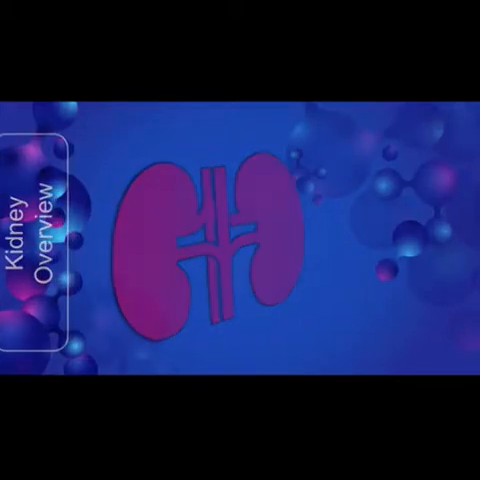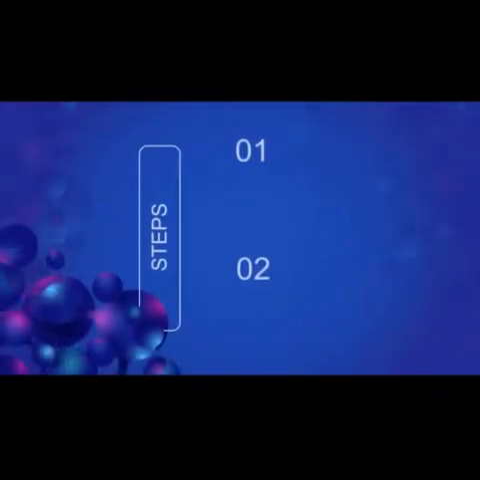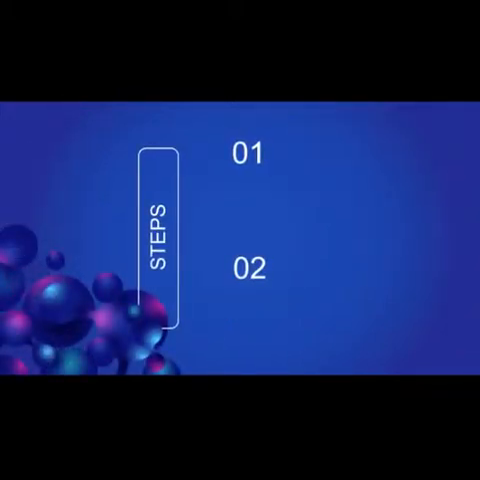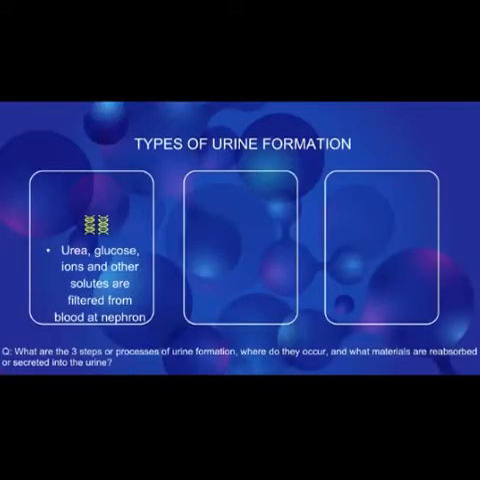Moving on to discuss the steps of urine formation, we will first proceed to step number 1. First, liver cells metabolize amino acids and release urea into the bloodstream. Then we have filtration, which leaves blood cells and other large parts in the bloodstream, while urea, glucose, ions, and other types of solutes are filtered at the nephron.